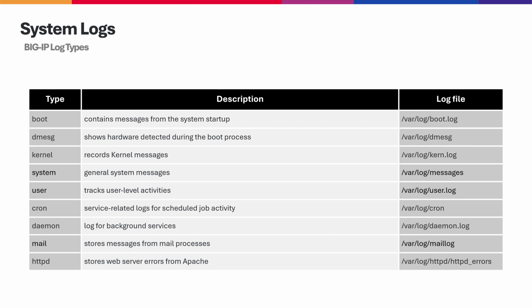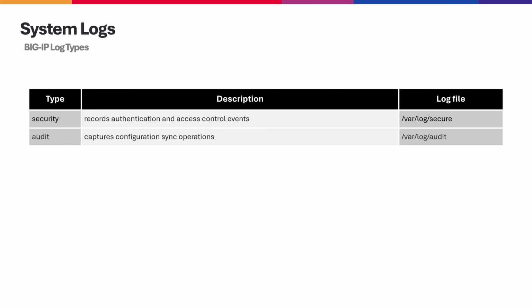Service-related logs include the cron log for scheduled job activity and the daemon log for background services. The mail log stores messages from mail processes. Web server errors from Apache are saved in the httpd errors log. Security and access logs include the secure log, which records authentication and access control events. Changes to the BIG-IP configuration are saved in the audit log, which is helpful for tracking system adjustments.